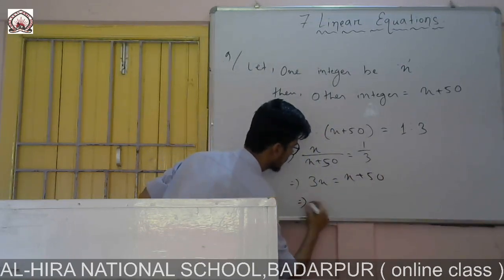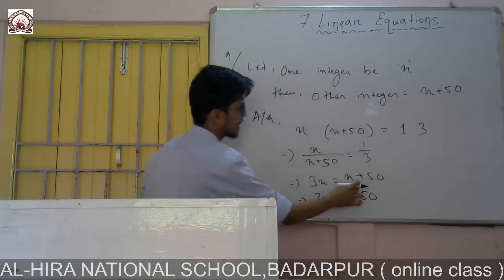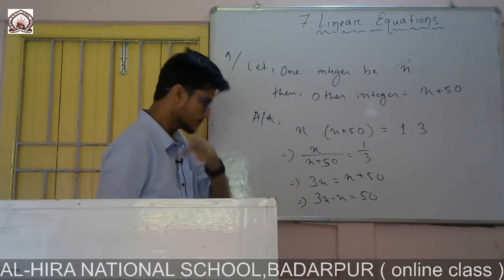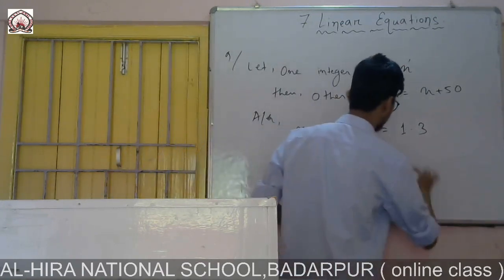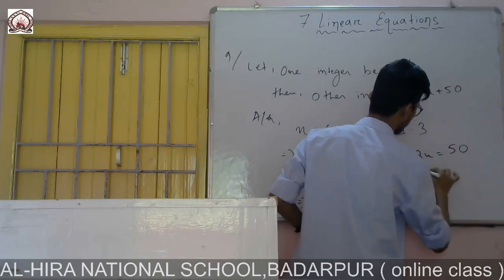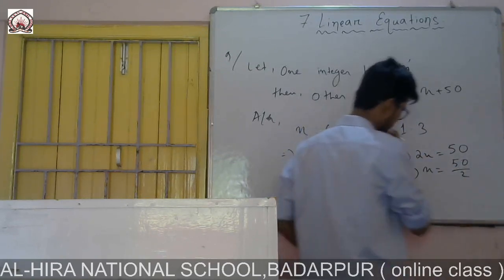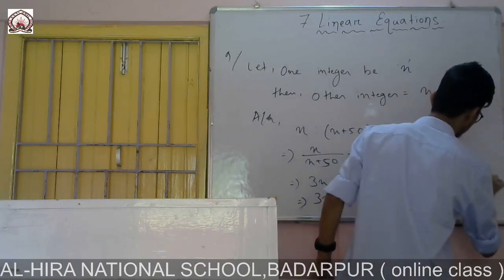Now I can write 3x minus x equals 50. This is plus x, if I change the side it will be minus x. So 3x minus x is 2x, which equals 50. That means x equals 50 by 2. If I cancel, I get the answer 25.